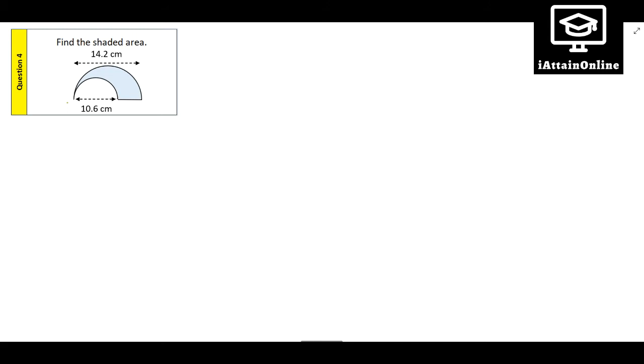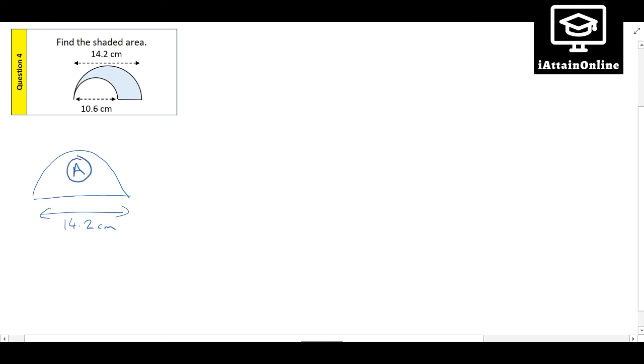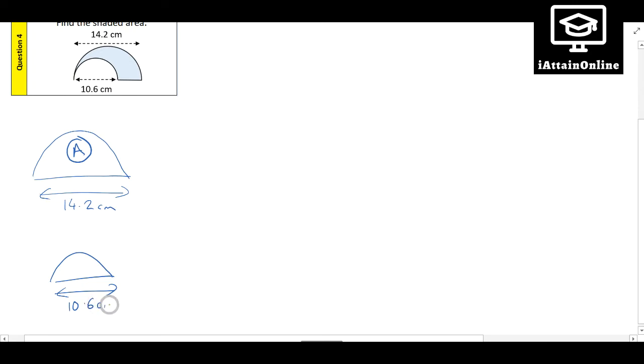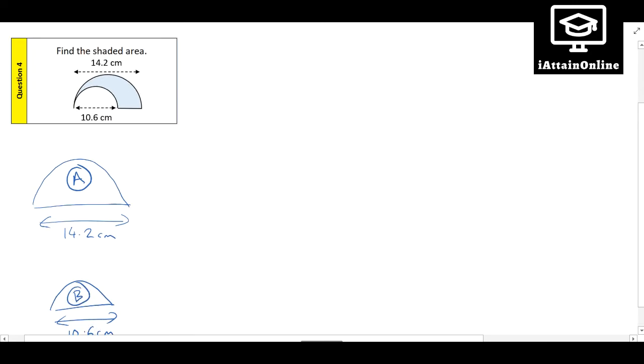So essentially you've got two semicircles here. You've got the bigger one, which has a diameter of 14.2 centimeters. We'll call that shape A. And then the smaller one, the white one, is a semicircle, and that length there is 10.6 centimeters, and we'll call that shape B. So to find the shaded area, we need to work out the area of shape A and the area of shape B, and then we're going to take them away, starting with the bigger one.